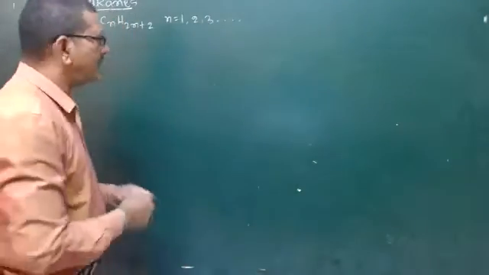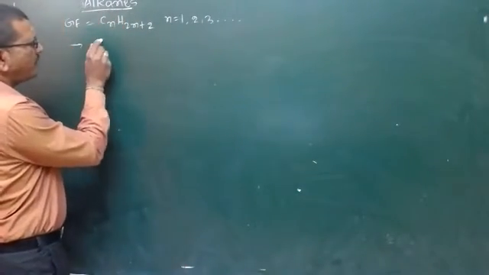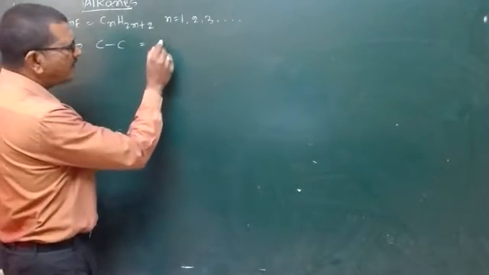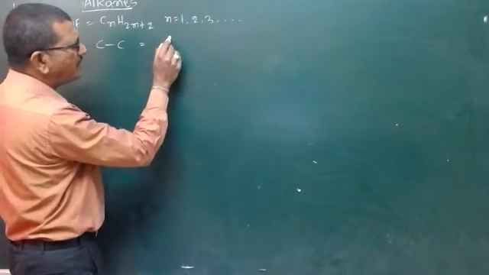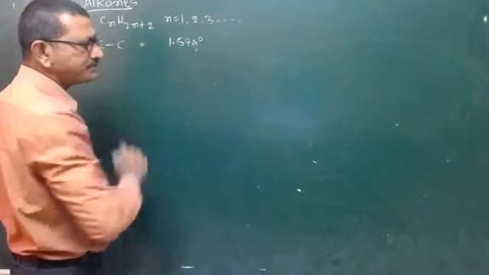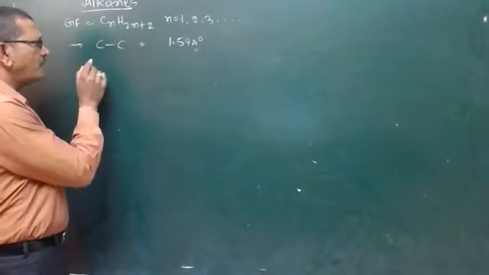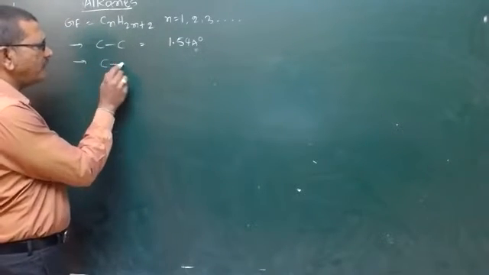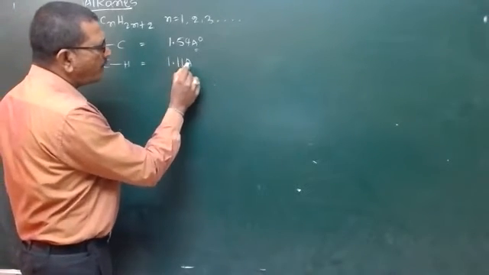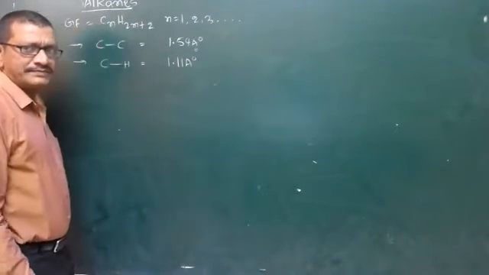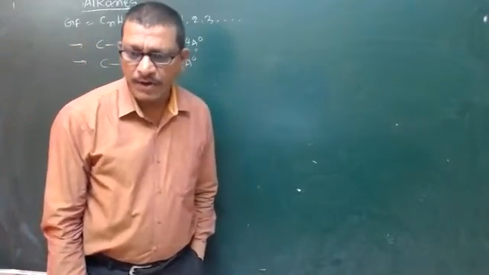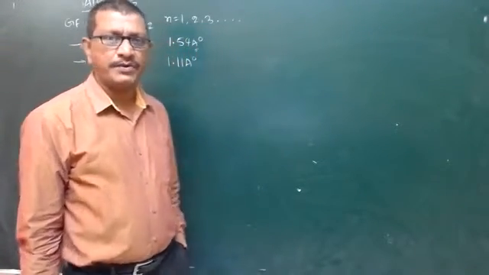If we take another point here, in alkanes a carbon-carbon single bond is present. Carbon-carbon single bond means the bond length is 1.54 angstroms. The bond length of the carbon-hydrogen bond is 1.11 angstroms. So this is the bond length of carbon-carbon and the bond length of carbon-hydrogen.